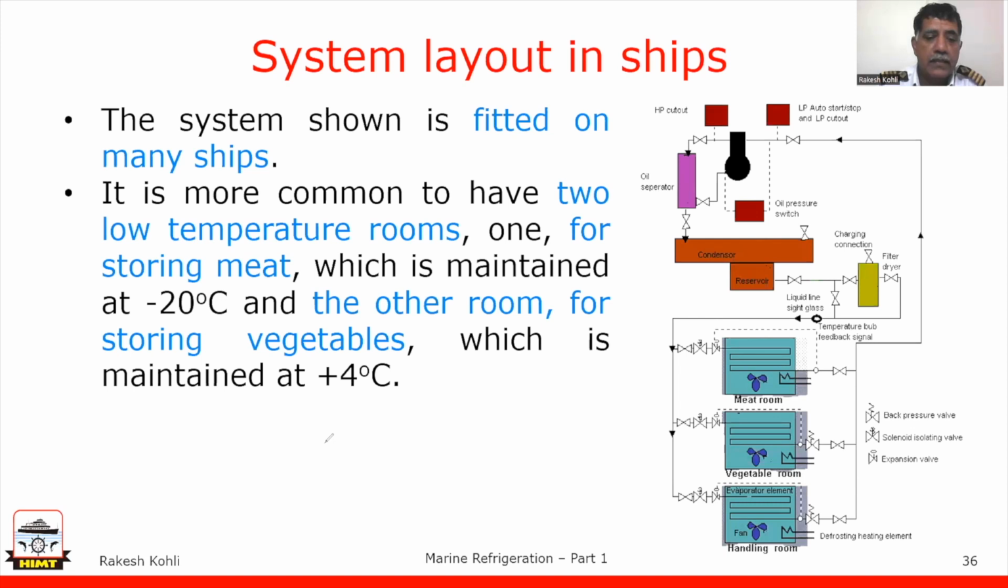So let us say a sensor is there, a bulb somewhere in the room where the temperature is sensed, and it will come through a switch. The switch will probably send an electrical signal to the solenoid, which will switch on or switch off the solenoid valve. So if the temperature is say minus 16 degrees, so it is not good enough. So now it should start.